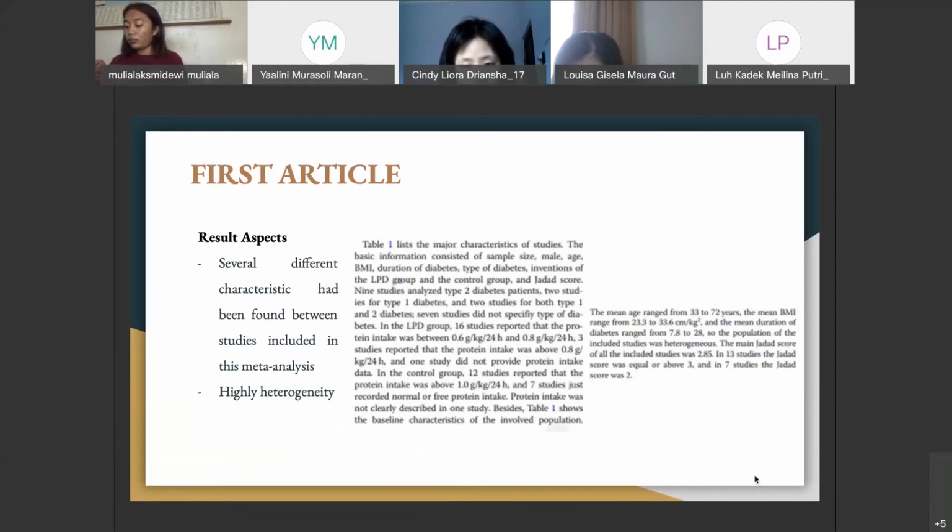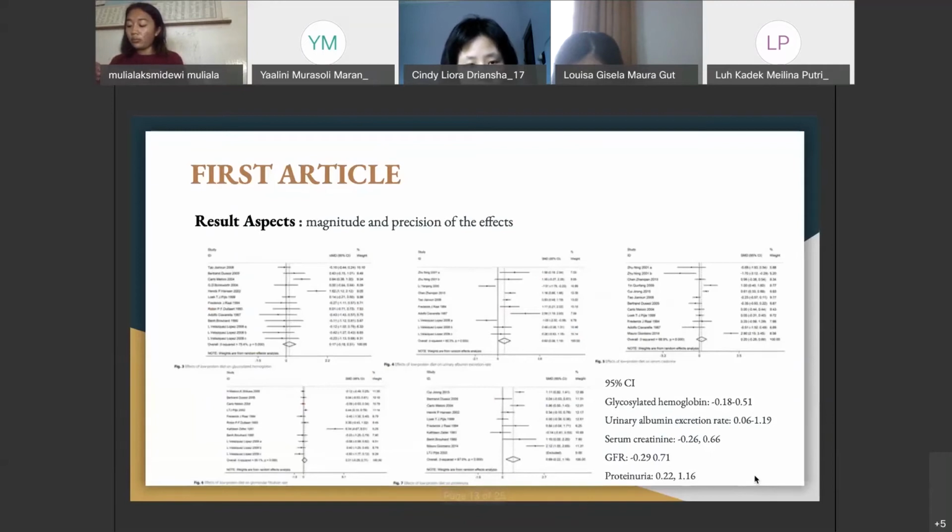Next. There are several outcomes measured in this study. Here are some confidence intervals of the outcomes. The relatively wide range of confidence interval and the fact that the majority of studies had small sample sizes indicated that there was relatively higher uncertainty.